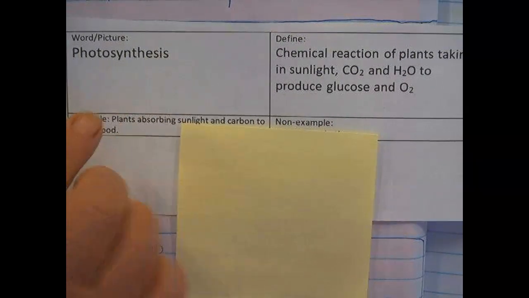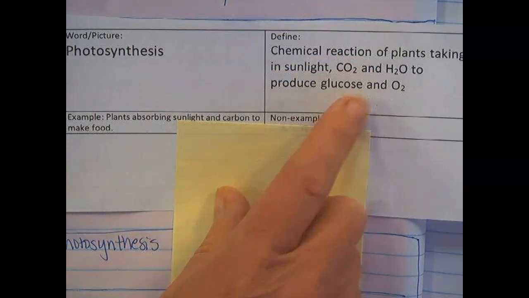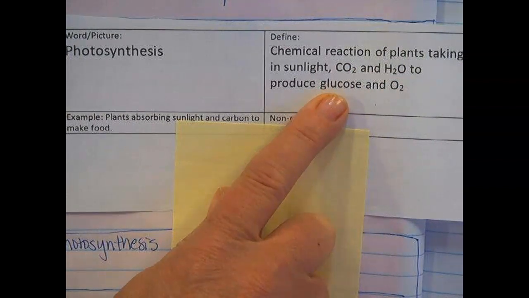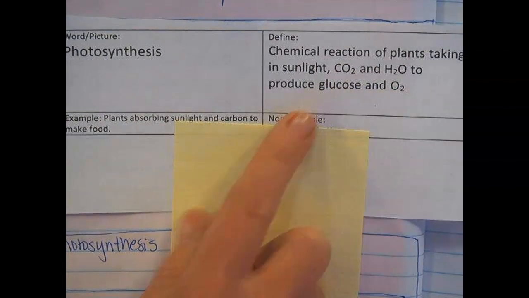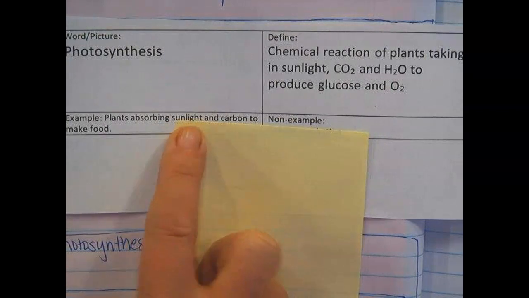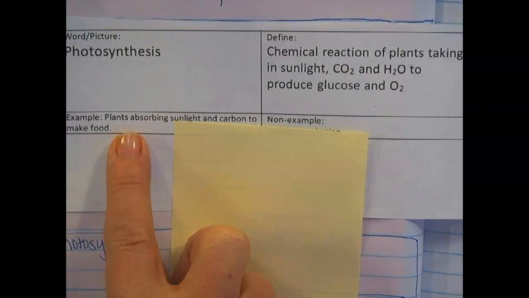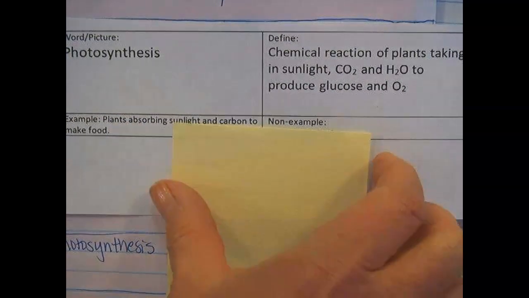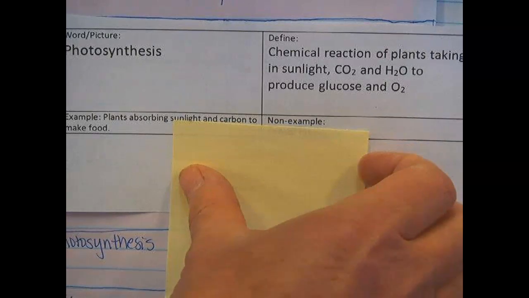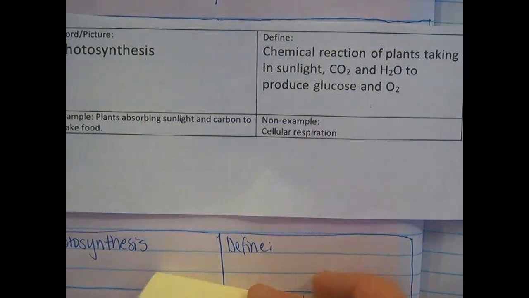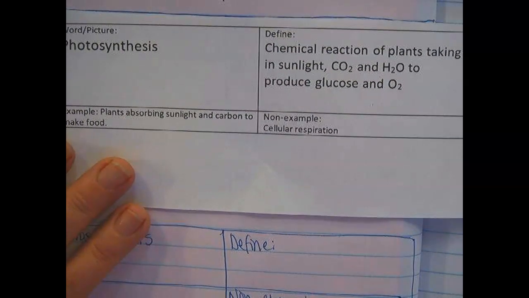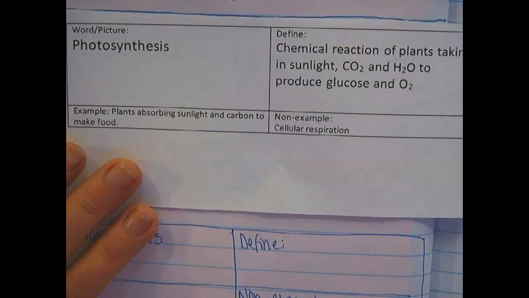And so we know that this is what plants are taking in. We know sunlight is causing these molecules to break apart, to reassemble to make glucose and oxygen. So plants absorbing sunlight and carbon to make food could be an example. You could put plants there because they go through photosynthesis. And then a non-example could be humans. You're also going to hear about something called cellular respiration, which is what animals go through. It is not the same process. So I'll leave that, and if you need to pause it to get that in your notes.